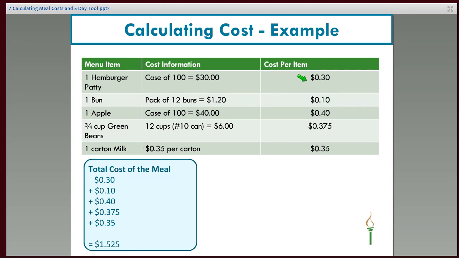So we know each of the serving costs, so we just add those up. So 30 cents plus 10 cents, 40 cents, 37.5 cents, and 35 cents gives us $1.525 for this meal, for the cost of this meal.